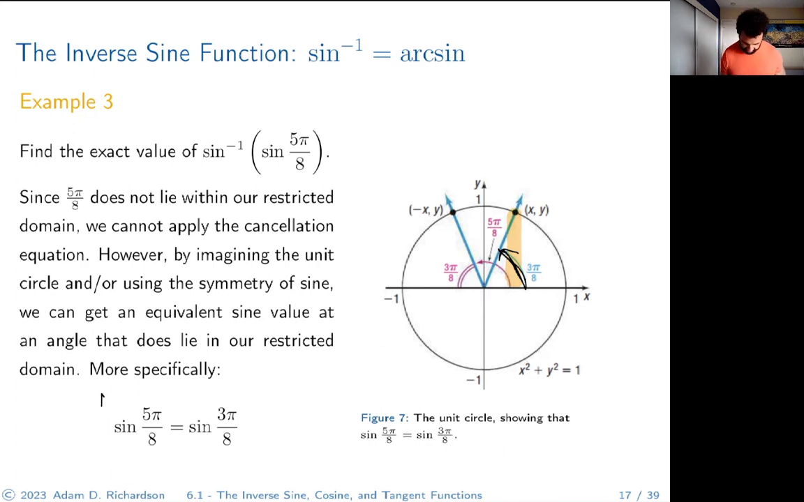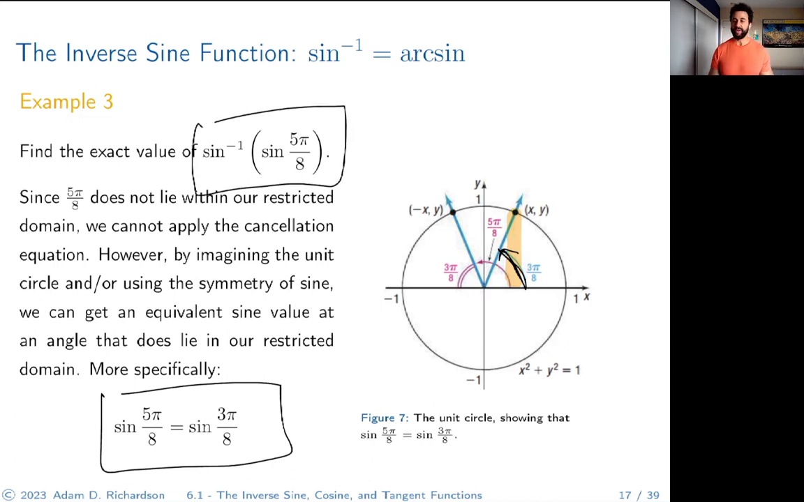So we have this result. More specifically, sine of 5 pi over 8 is equal to sine of 3 pi over 8. And now that we're looking at sine of 3 pi over 8, 3 pi over 8 is within our restricted domain. So we can actually apply the cancellation equations, and we'll see that this is going to be 3 pi over 8. There we go.